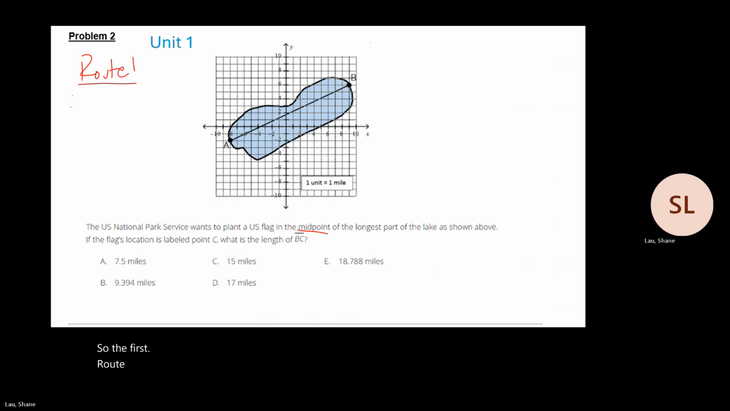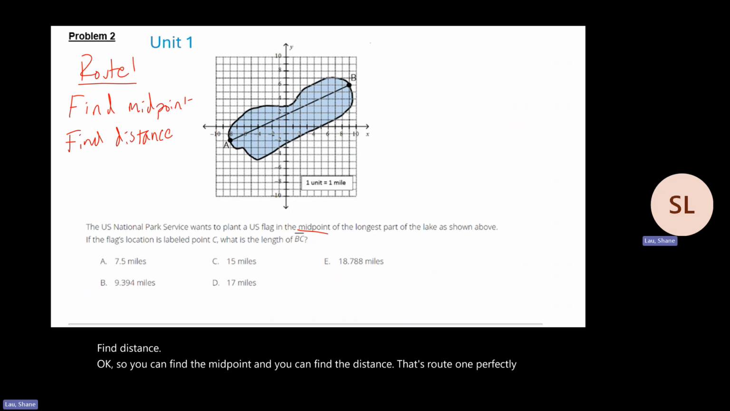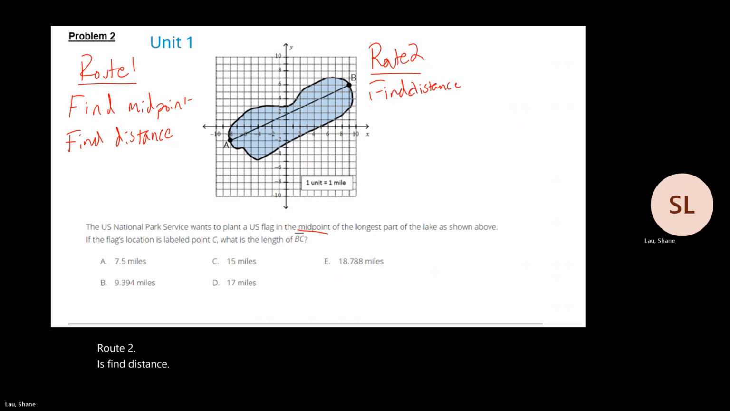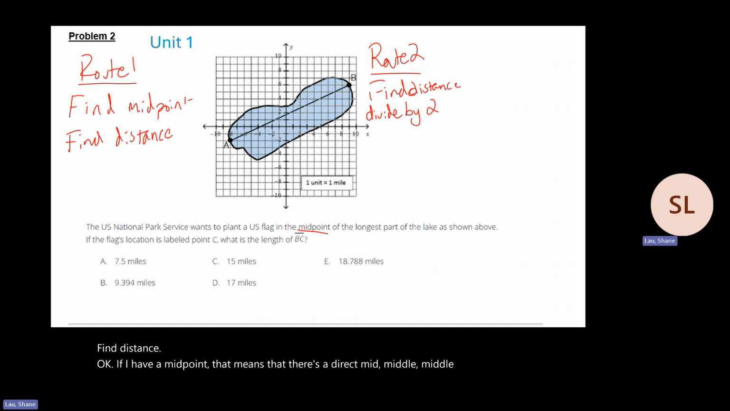Route 1: find midpoint, find distance. So you can find the midpoint and you can find the distance. That's route 1. Perfectly fine. Route 2 is find distance, divide by 2. Well, if I have a midpoint, that means that there's a direct middle point of my segment.